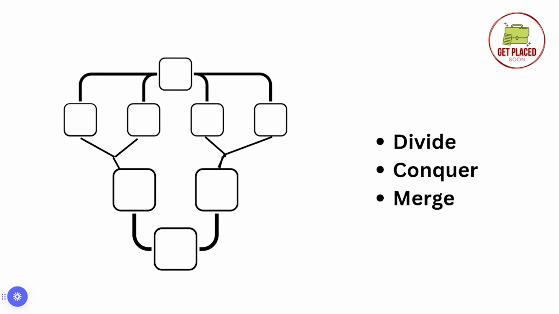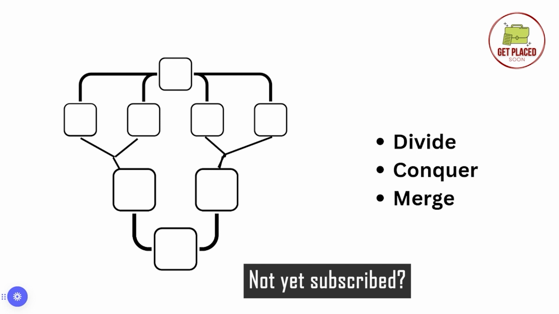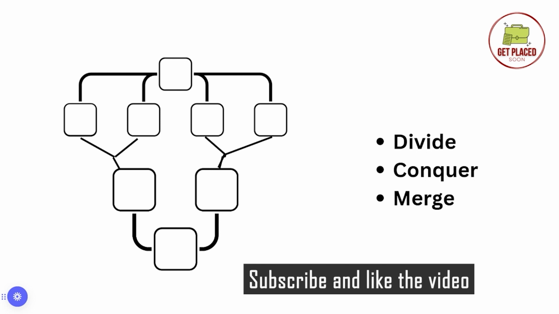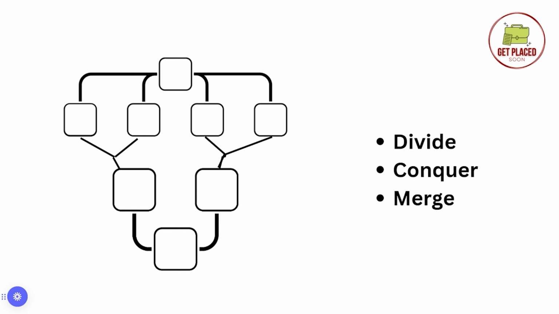The second step is conquer. Conquer is the process of sorting each divided subarray. So the divided subarrays are sorted, and the last step is merge. Merge is the process of merging two sorted subarrays. We keep merging until we get the whole sorted array. So this is how merge sort works.